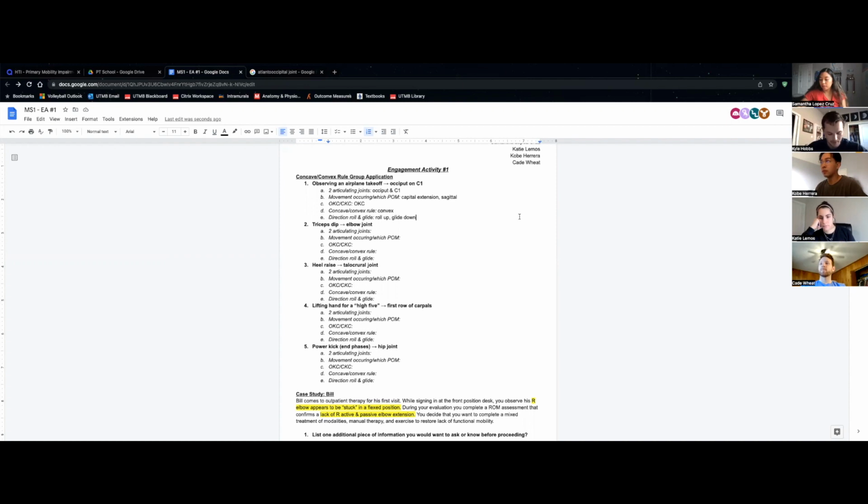In the PowerPoint, it says the convex surface moves in the direction opposite to the direction of the shaft or the bony lever. So it's just like the surface of the convex would move opposite to the head.